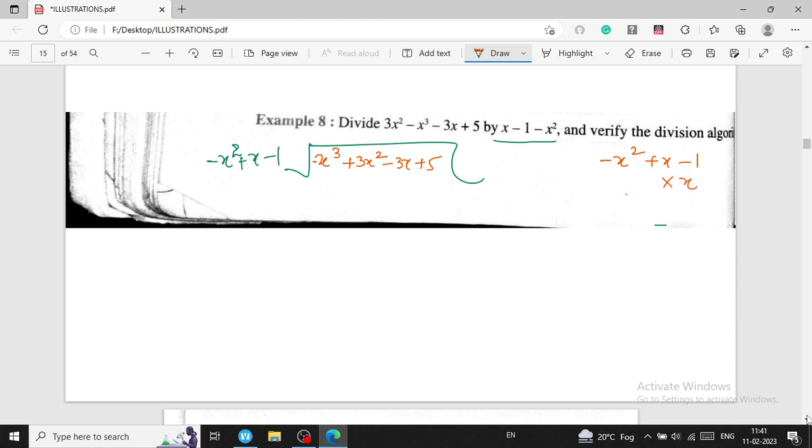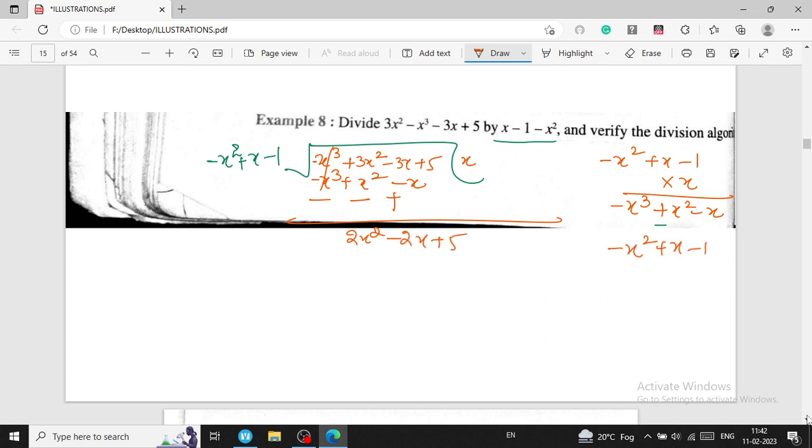Now you can see we need power 3, so we will multiply here by x. We will get minus x cube plus x square minus x. Change the sign. When we change the sign, we will get, this will be cut, 3 minus 1, 2x square, and minus 3 plus 1, minus 2x plus 5, minus x square plus x minus 1.